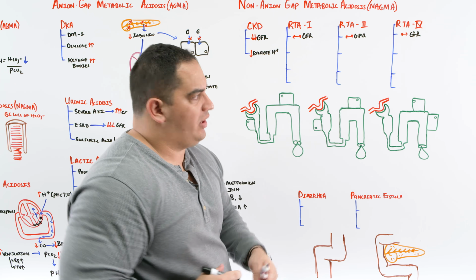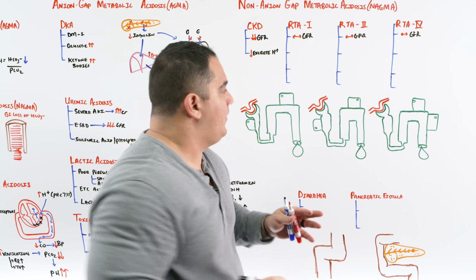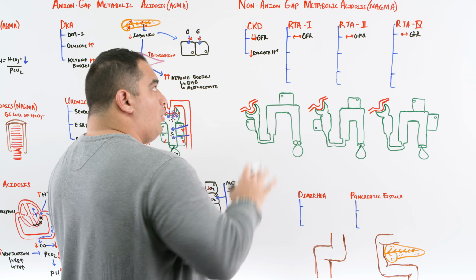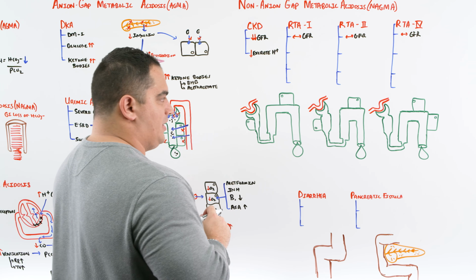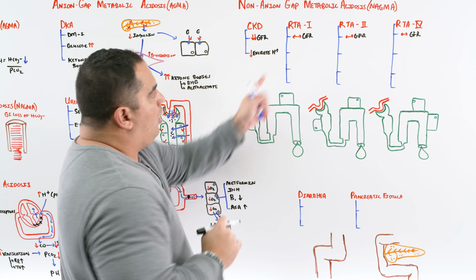RTAs 1, 2, and 4. You're like, where's 3? I don't know. We don't really talk about it. So we're going to pretend like it's never there. Within each one of these, they have very specific mechanisms that are important to remember for your exams.